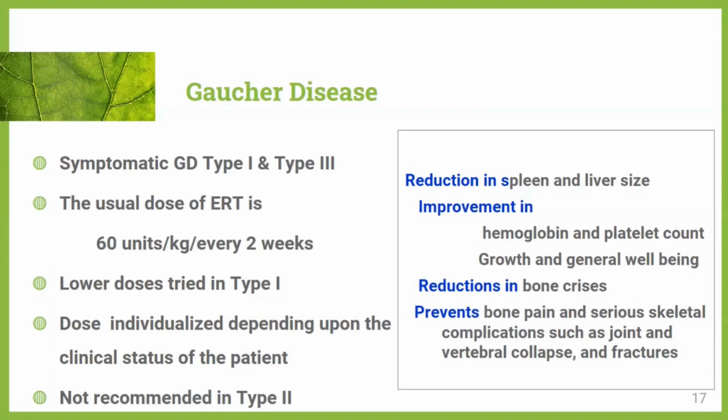Similarly, take MPS type 2. There is a type of MPS type 2 without neurological involvement, with significant joint contractures, adenoid enlargement, respiratory problems, and cardiac issues.